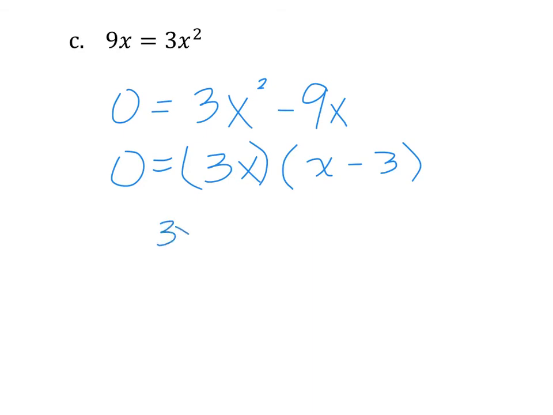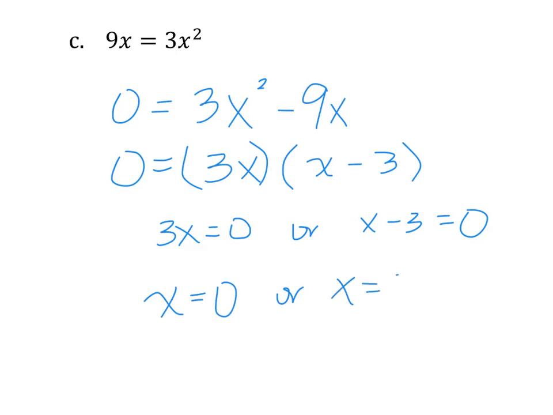So 3x is equal to 0. If I divide by 3, x is 0. Or x minus 3 is equal to 0, so x equals positive 3. So we're left with x equals 0, or x equals 3. Again, another way to write it, you can just write x equals 0, comma 3. The order of these does not matter.